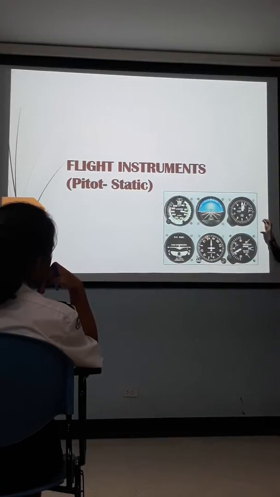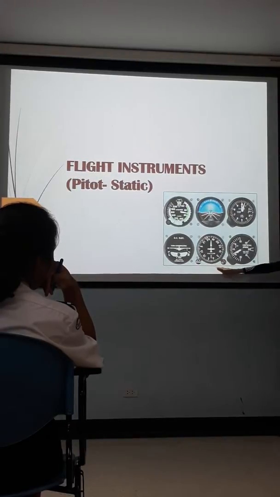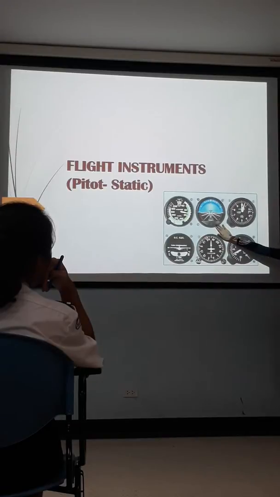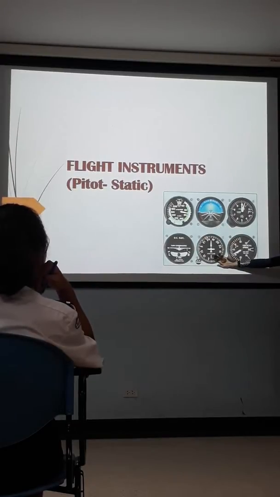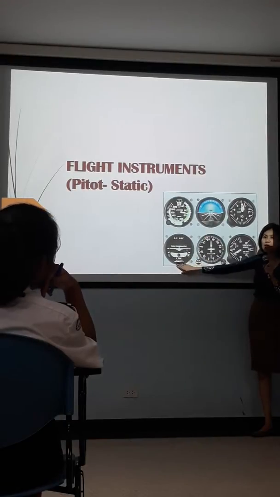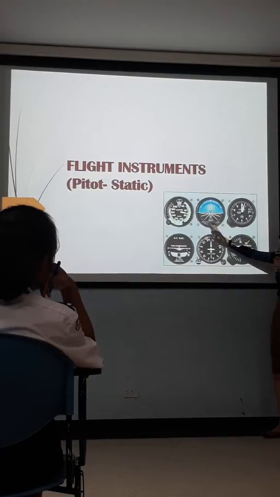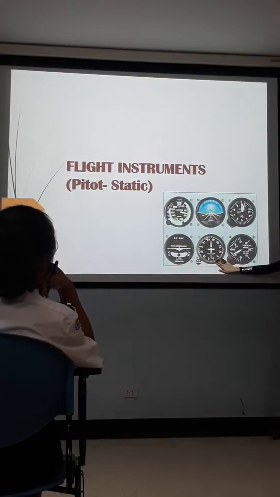Okay? Second one, it really looks like a compass. This one is called the heading indicator. Heading indicator, the one that really looks like a compass. This one, the one that has the white inclinometer box and a black ball inside, this one is called the turn coordinator. Attitude indicator, turn coordinator, heading indicator.